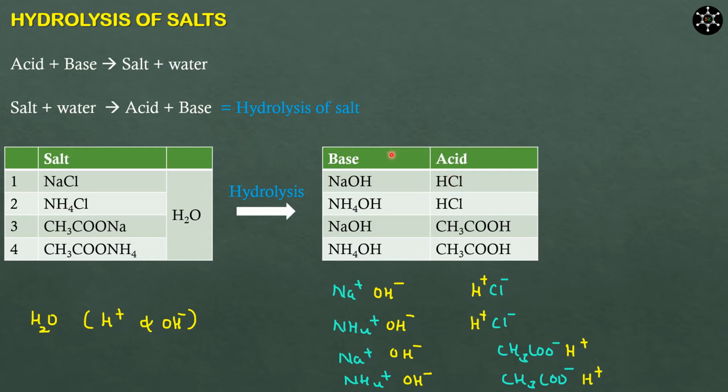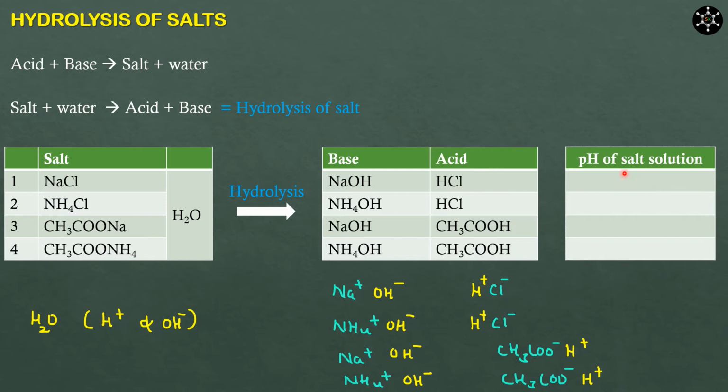Depending upon the nature of base and acid present in salt solution, there will be a specific pH for the salt. Before addressing the pH of the salt, let us find out the nature of these bases and acids. Sodium hydroxide is a strong base. Ammonium hydroxide is a weak base. HCl is a strong acid. And acetic acid is a weak acid.